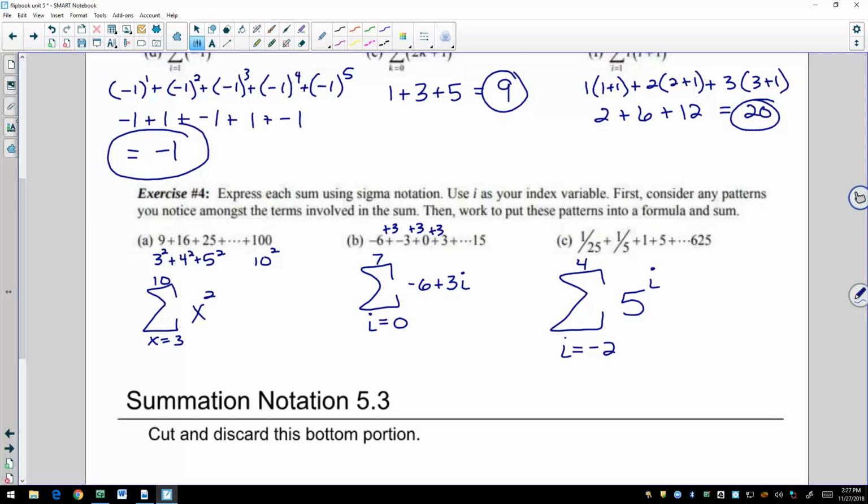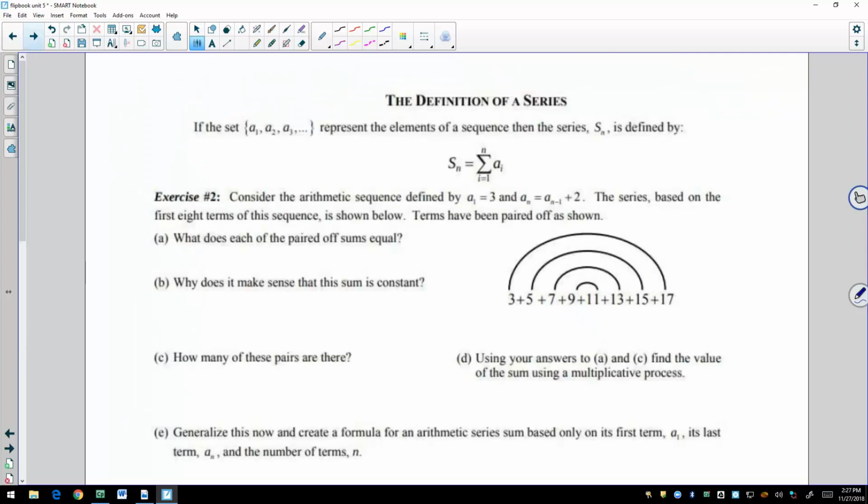Now we're going on to lesson 4. So lesson 4 is on the definition of a series. So a series is the other half of what this whole unit is on. It does deal with summation, so we are going to be adding. So you will notice that it does involve that symbol as well. So this is the definition of a series.